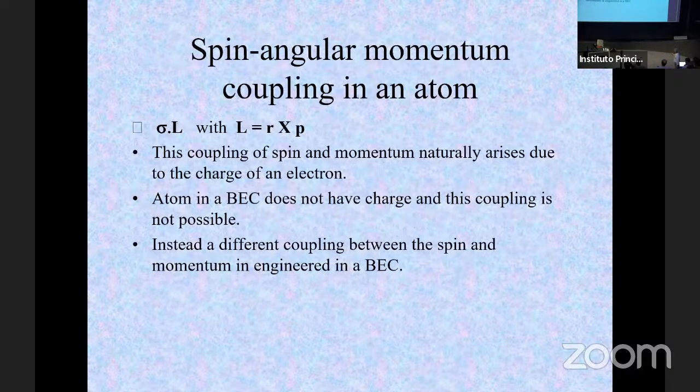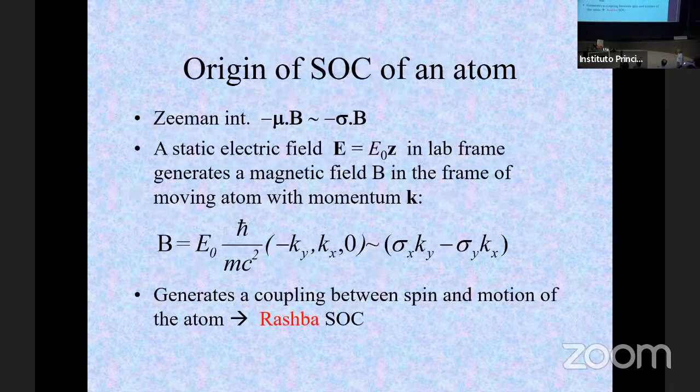So what is spin-orbit coupling in an atom? This is sigma dot L, the spin dot L, where L is R cross P. This coupling between spin and momentum naturally arises due to the charge of the electron. So you have two magnetic moments, they interact. But an atom in a BEC does not have charge, and this coupling is not possible. Instead, a different coupling between the spin and momentum is engineered in a BEC.